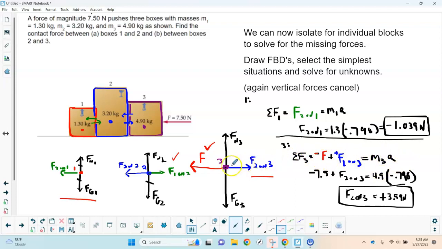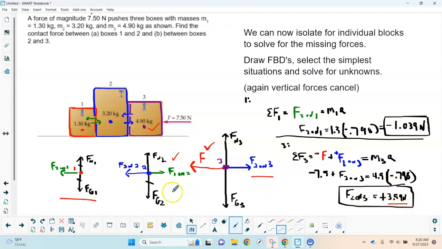And again, the net force is always equal to M times A. So you always just sum up your forces and then set it equal to MA. This mass in this picture is box 3. So negative 7.5 plus the force of 2 on 3, which is what we're looking for, is equal to 4.9, because that's this mass, times that acceleration again, which is negative 0.798. We're going to keep going and solve. You would do that math in your calculator and then add 7.5 to it, and you get a force of 2 on 3 of 3.59 newtons.